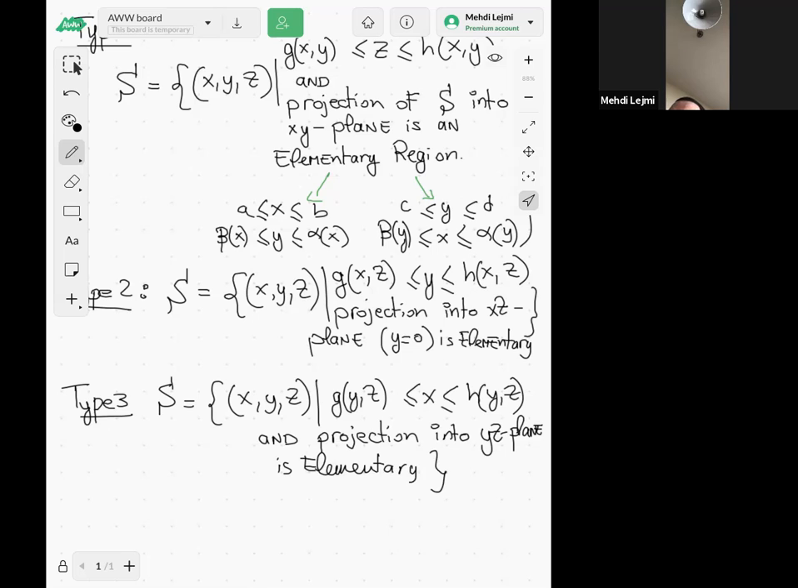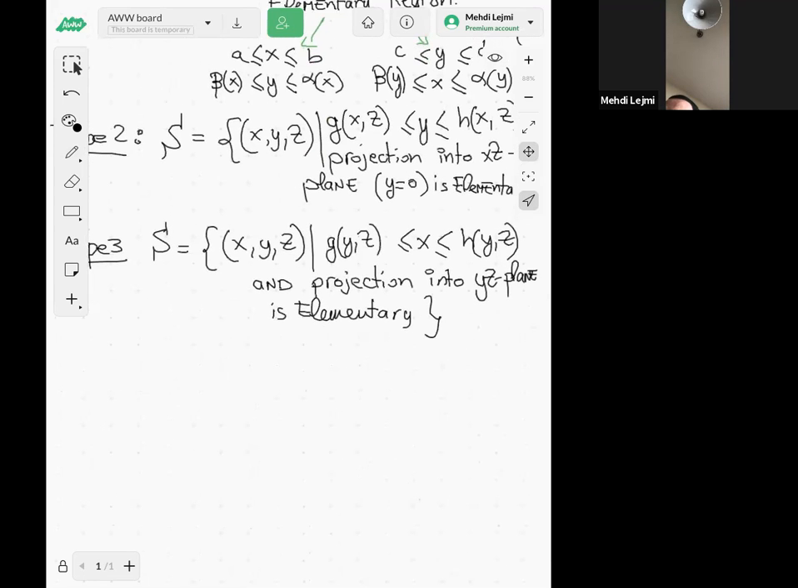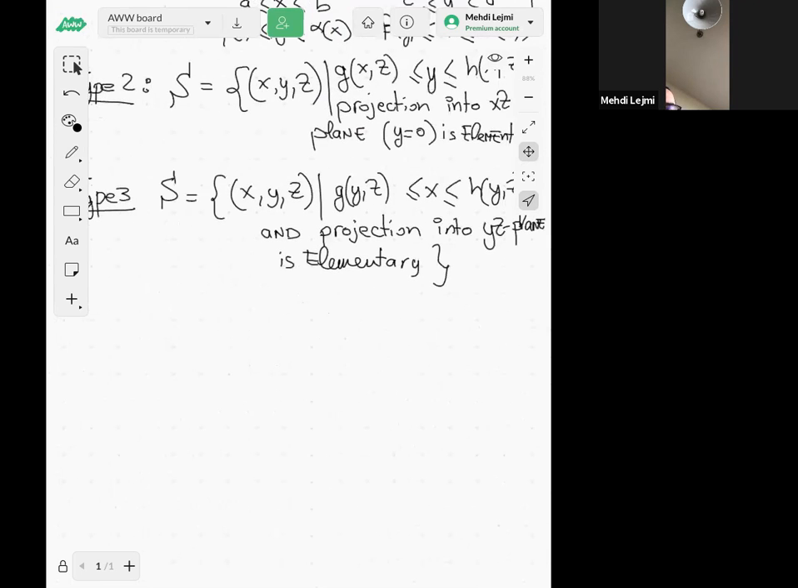Now, for the examples, we had just one example on Tuesday, if I'm not mistaken, with the ball. So let me give you more examples. The first example was the ball, which was discussed on Tuesday.